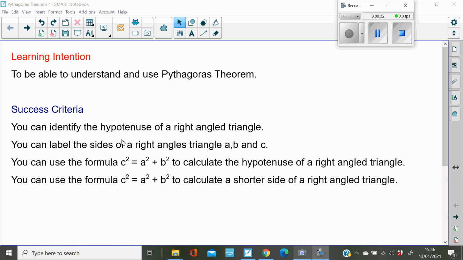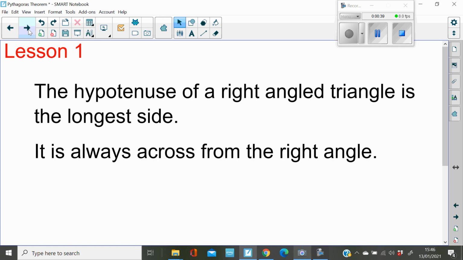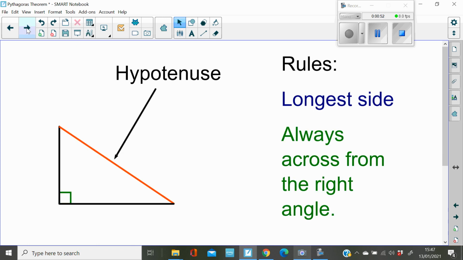First of all, we're going to learn what the hypotenuse of a right angled triangle is and how you identify it. The hypotenuse is the longest side of a right angled triangle. It's always longer than the other two and it is always across from the right angle. In the diagram you can see here, the one that I've marked in red is clearly the longest side. And if you can see the right angle, a little square in the corner here, it is pointing towards the longest side. So there's two ways of identifying the hypotenuse: it's the longest one and it's across from the right angle.